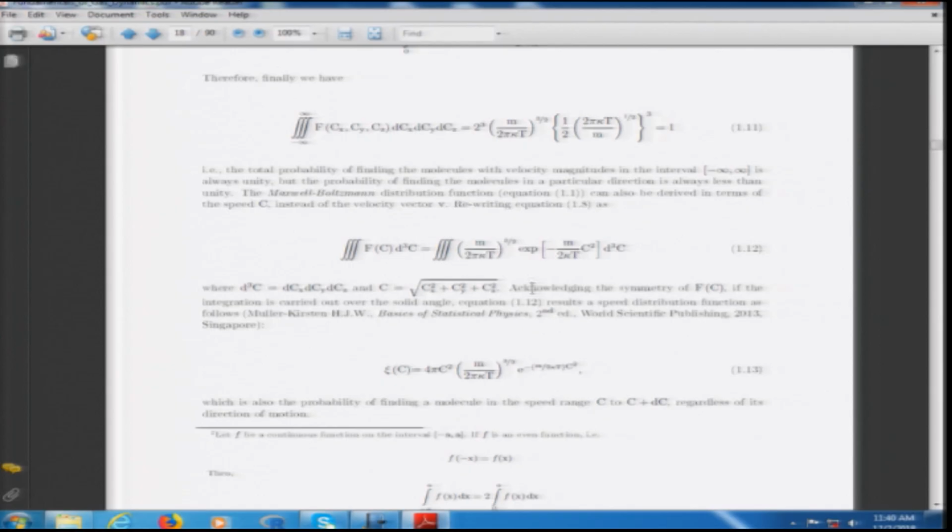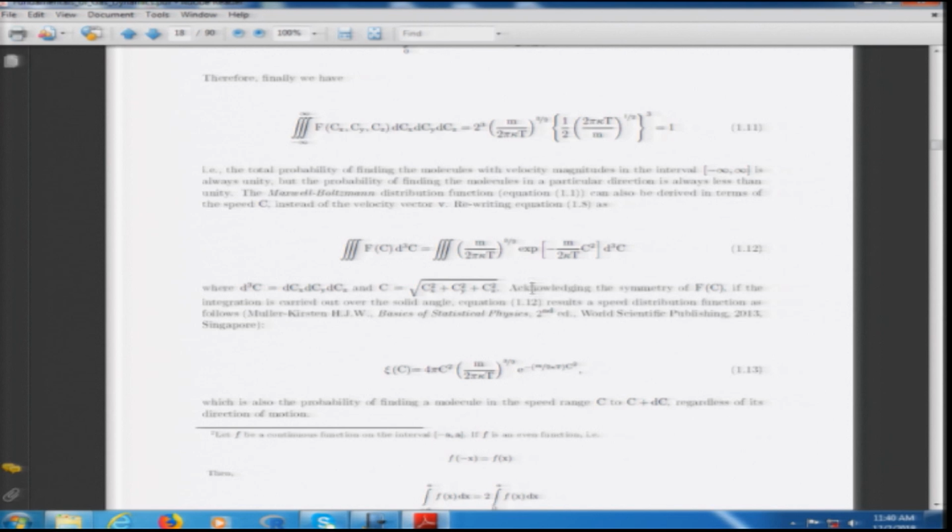Welcome back. So far, we have discussed that the Scottish physicist Maxwell and the German physicist Boltzmann brought out the speed distribution function for an ideal gas, where a large number of molecules are considered under investigation. In the speed range of v to v plus dv, it was looking like something we have brought out.